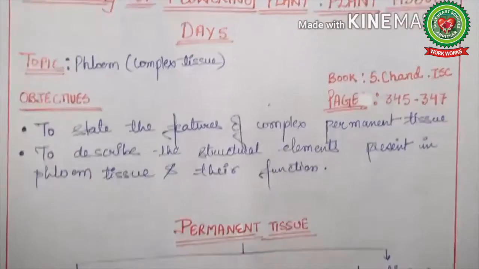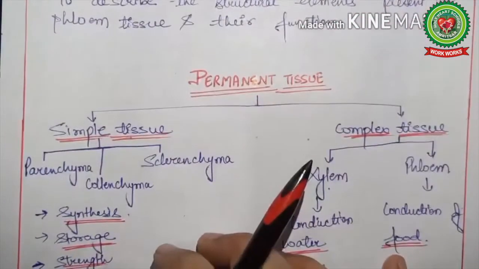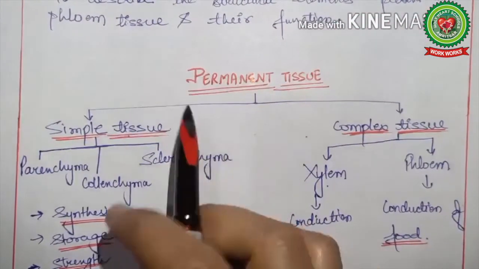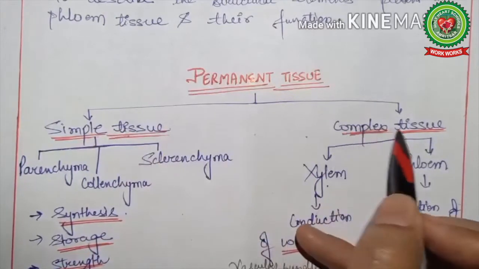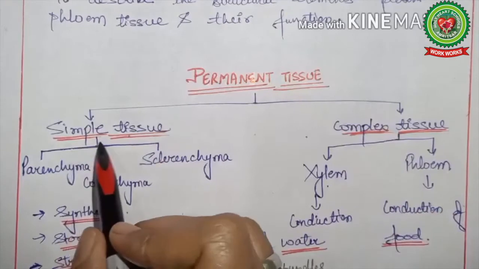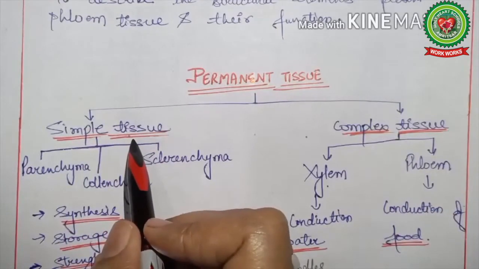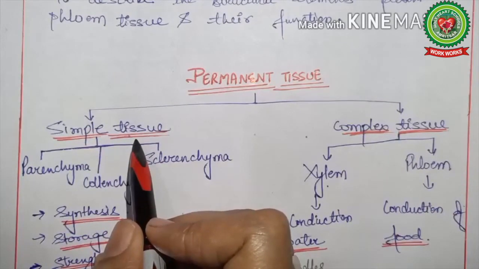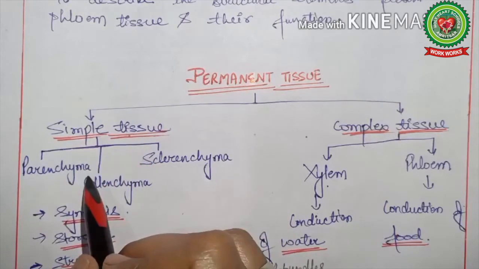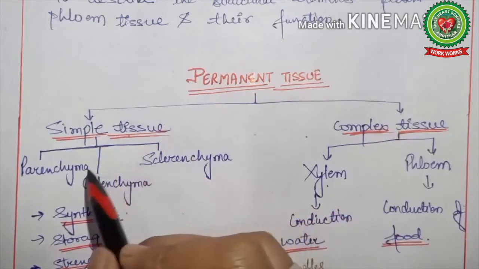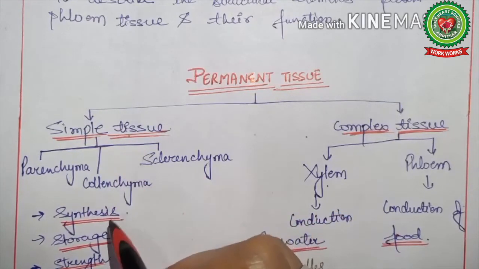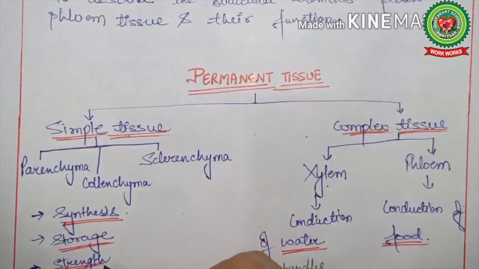In previous videos, we have discussed that permanent tissue is basically divided into two types, that is simple tissue and complex tissue. Simple tissue is the tissue which is made up of only a single type of cells, and it is further divided into three types, that is parenchyma, collenchyma and sclerenchyma. And their basic function is synthesis, storage and strength.